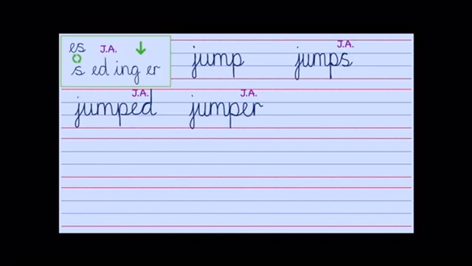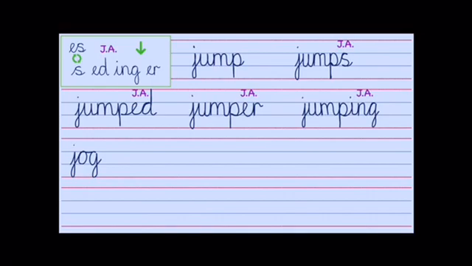What about jumping? Different suffix, but again we just add, because we know that that vowel sound is being kept quite safe. Our next starter word is jog. Jog.